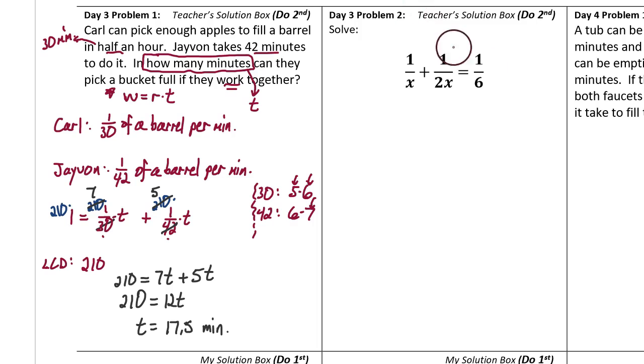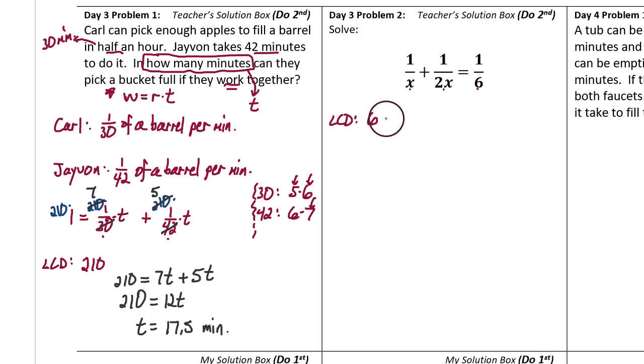Now day 3, problem 2. We have an equation that has fractions. So the technique is to multiply by the LCD. When you look at the denominators, there's an x, a 2x, and a 6. The LCD will have a number and a variable. Let's figure out the number part first by looking at the 2 and the 6. The lowest number that 2 and 6 both go into is 6.